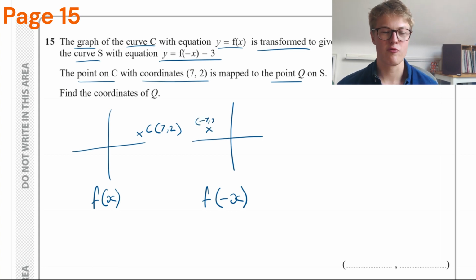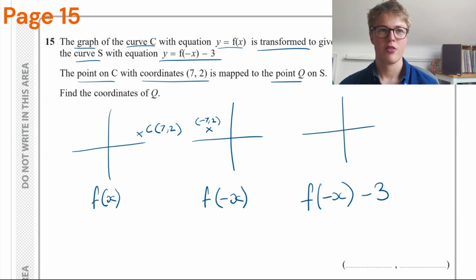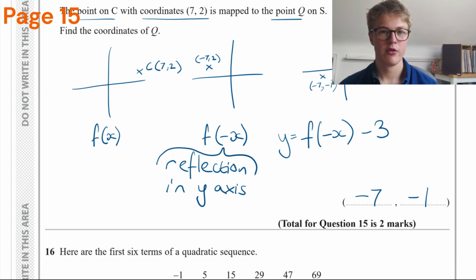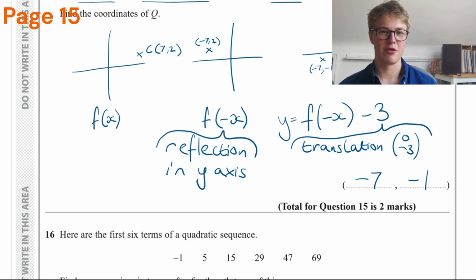So what I've done here is I've drawn out each of the diagrams to give me a sense of the transformations taking place. f(x), when turned to f(-x), is a reflection in the y-axis. Then that gives us (-7, 2) for our point. Then when we do y equals f(-x) - 3, we translate 3 down from where we were. So that means we get (-7, -1) as our point, and that gives us our answer.